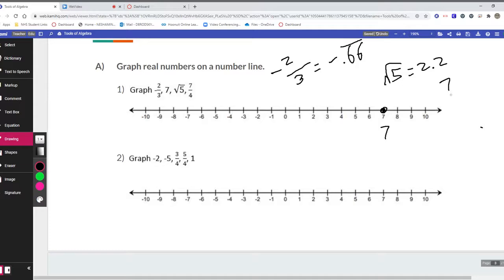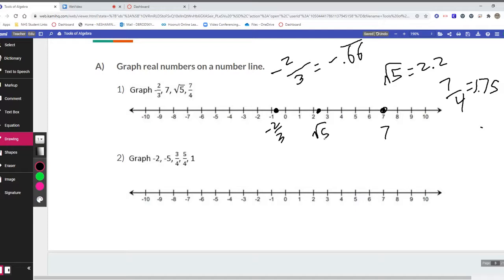And then finally, we have 7 over 4. And if I punch it into my calculator, I do 7 divided by 4, and I get 1.75. So now I can go back and graph these last three. So negative 2/3, 2/3 is less than 1, but greater than 0. So negative 2/3 would be right around here. Negative 2/3. 2.2, or the square root of 5, would be right here.